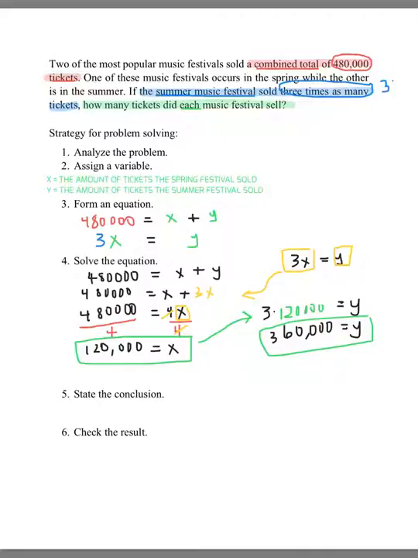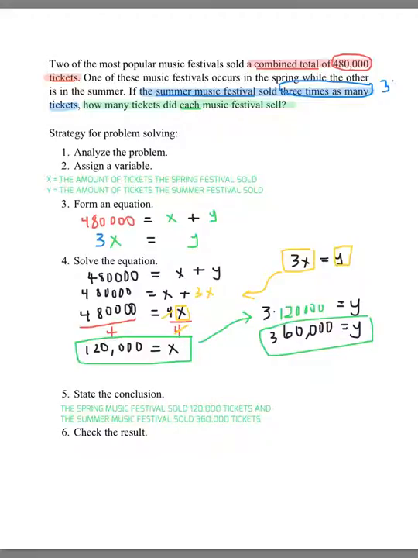So now let us go ahead and state our conclusion clearly. Since the question was how many tickets did each music festival sell, we're going to go ahead and state our conclusion such that it answers that question clearly. So we'll go ahead and state the following. The Spring Music Festival sold 120,000 tickets, and the Summer Music Festival sold 360,000 tickets. So there we go. Now let us go ahead and check the result.